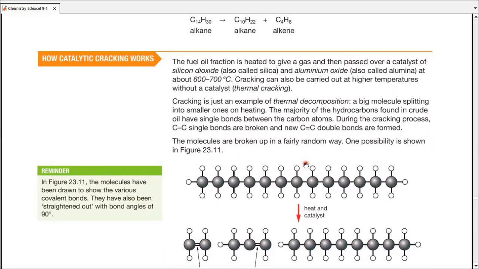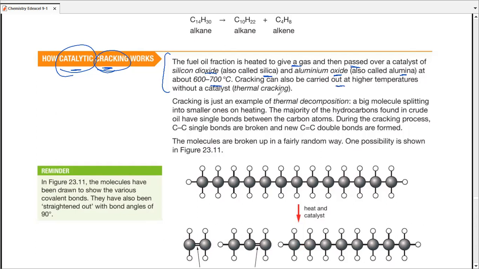Now, how does catalytic cracking work? Now, we were just calling it cracking. Now, the term catalytic cracking has been used. So keep in mind, we're talking about using catalysts to support this cracking phenomenon. What is a catalyst? A catalyst is any substance that can speed up our reactions for us so that we can get done with our work more quickly. So the fuel oil fraction is heated to give a gas and then passed over a catalyst of silicon dioxide, normally called silica, or aluminum oxide, normally called alumina, at about 600 to 700 degrees centigrade. Make sure you remember these facts.